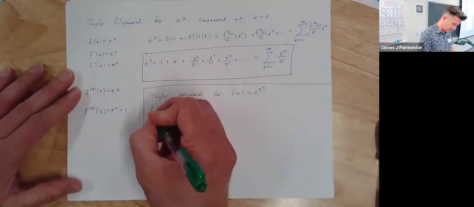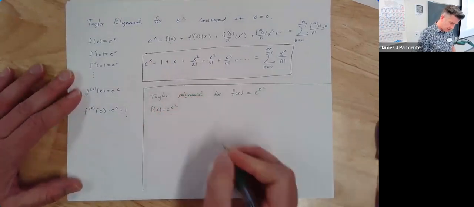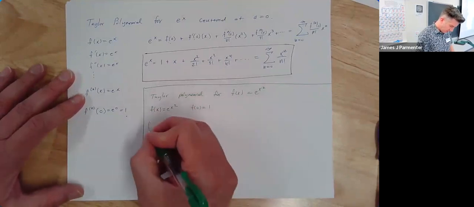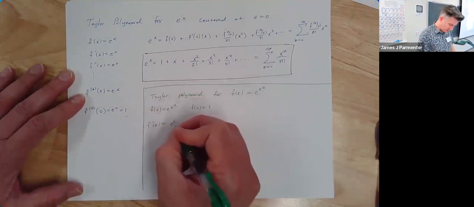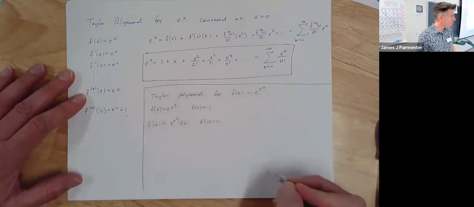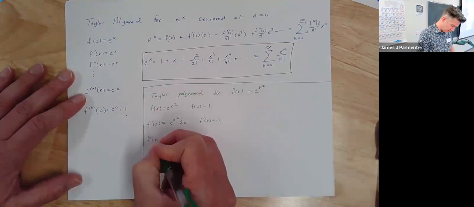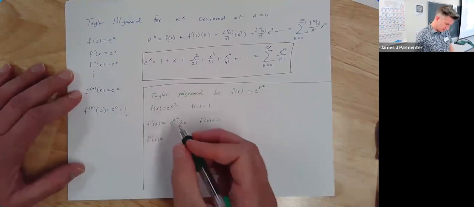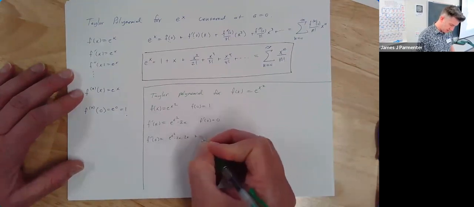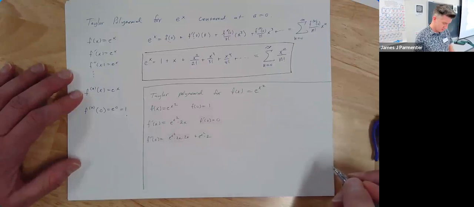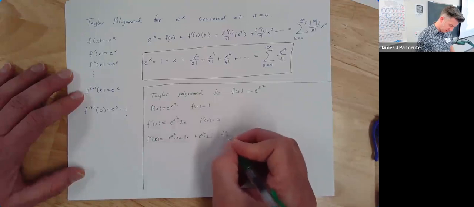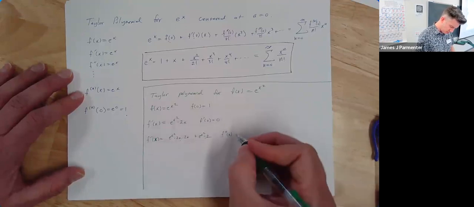So my function is e to the x squared. And f of 0 is 1. And f prime of x, I have to use the chain rule. It's e to the x squared times 2x. And f prime of 0 is going to be 0. The second derivative, we've got to use the product rule. So it's e to the x squared times 2x plus e to the x squared times 2. That's f double prime of x. If I plug in 0, f double prime of 0 is going to be 0 plus 2.